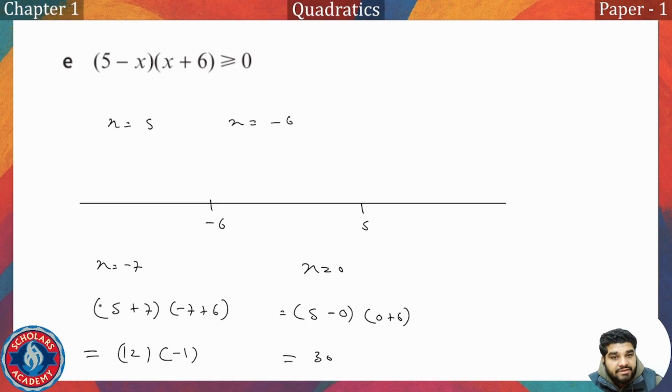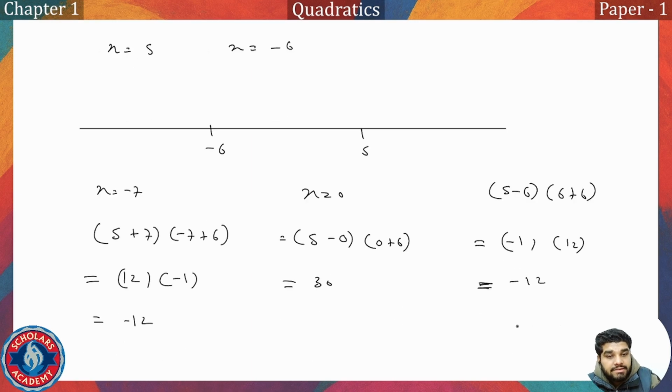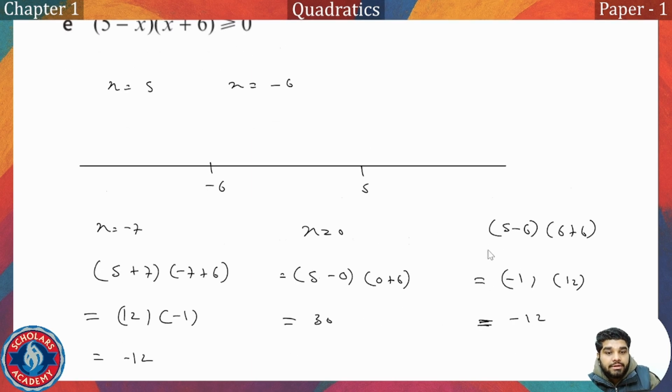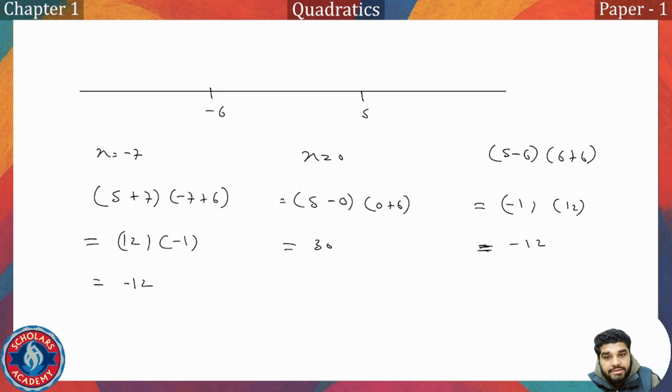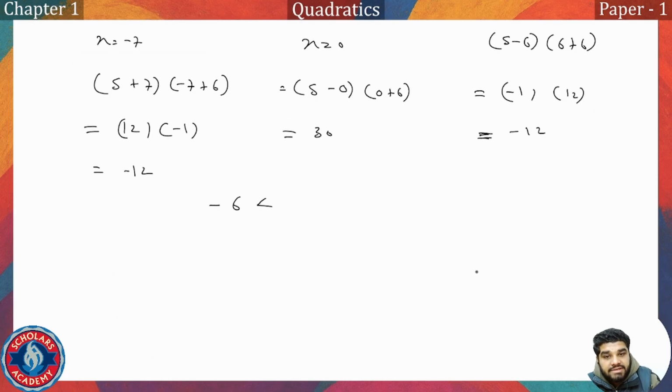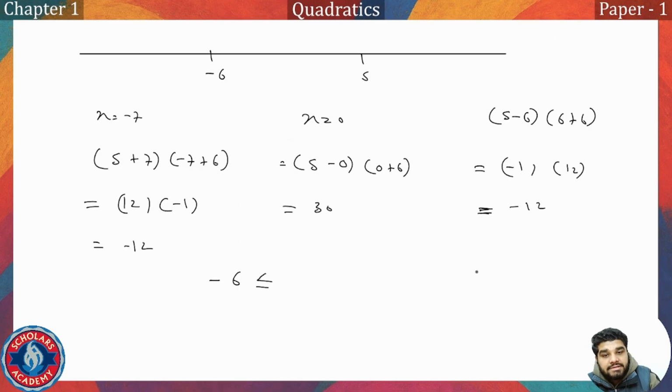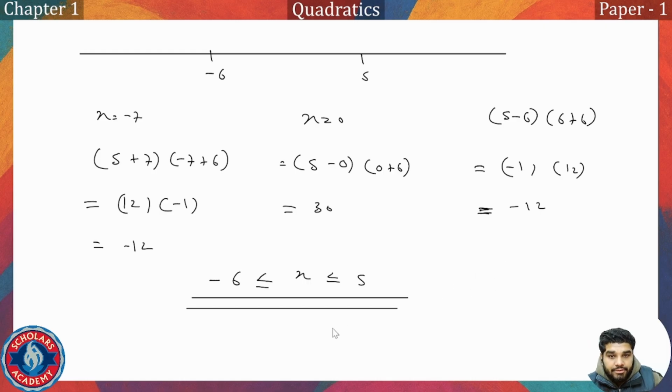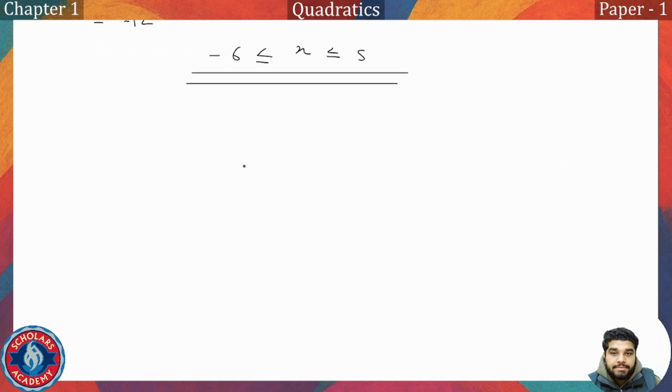And if I choose something from the third interval, if we take 6, we get (5 − 6)(6 + 6), that is −1 and 12, so we get negative 12, right? This is also not the interval that we want. So our interval is −6 less than or equal to x less than or equal to 5, since equality is in the sign. So this is our answer. I hope it is clear. Let's move to the next part.